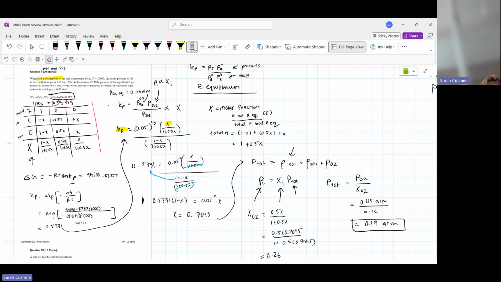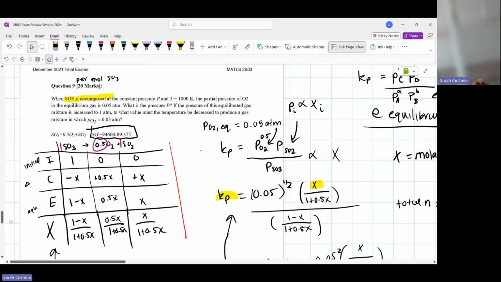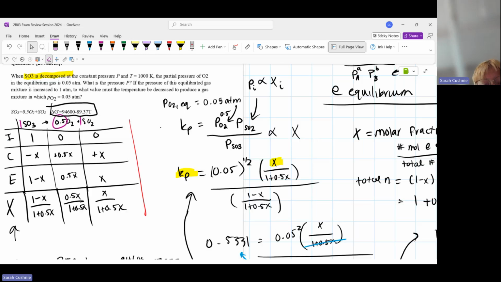Go for it. So the question is, in the initial ice table, why did I put 1, or how do I know that 1 is the initial value for SO3? I don't. It never specified, so you can just make it 1 to make your life easier.